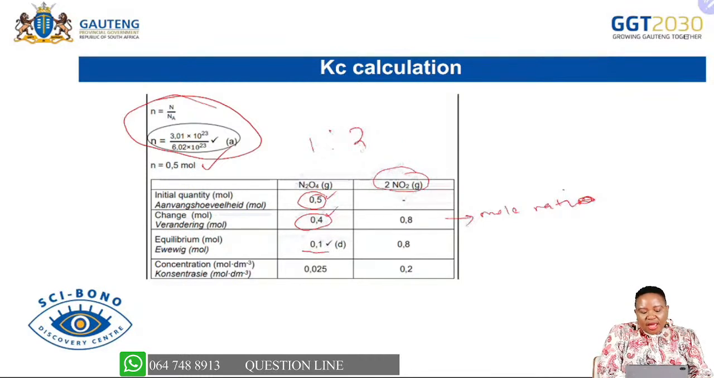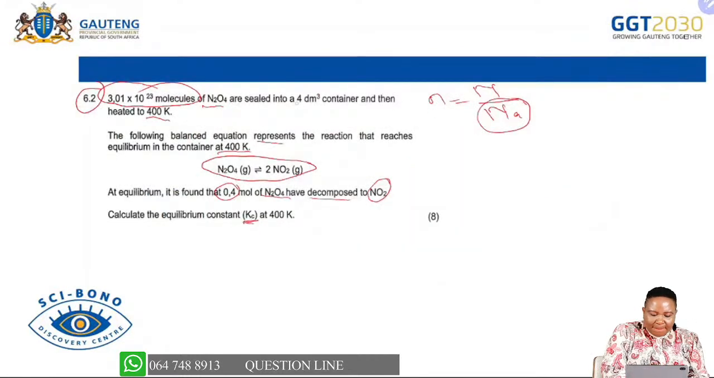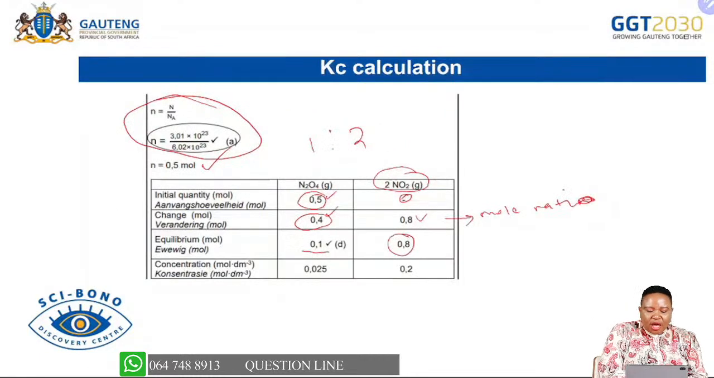So that is why here, if we get our number of moles of nitrogen tetraoxide as 0.4, we'll use the mole ratio to find the number of moles of what? Of nitrogen dioxide. And remember, this is 0 because at the beginning there was no nitrogen dioxide. So initially it was only nitrogen tetraoxide. Then we are going to find the number of moles at equilibrium, and we are going to divide by our what? By our volume. The volume was provided to us as 4 cubic decimeter. Then we divide by our volume and we find the concentration at equilibrium.